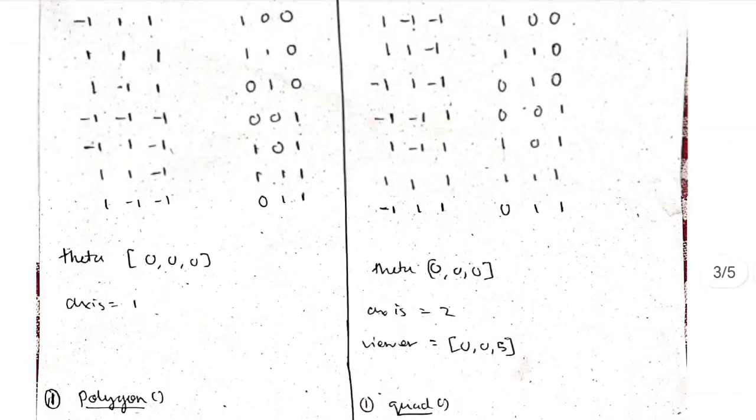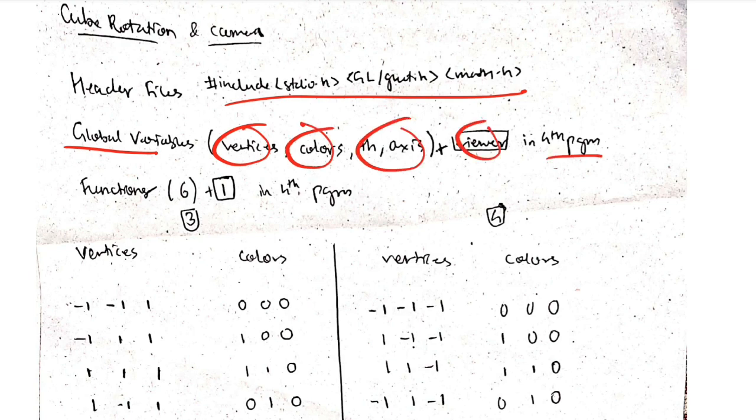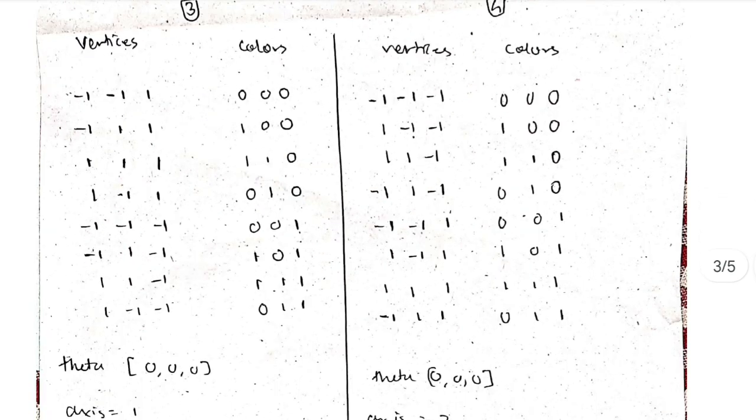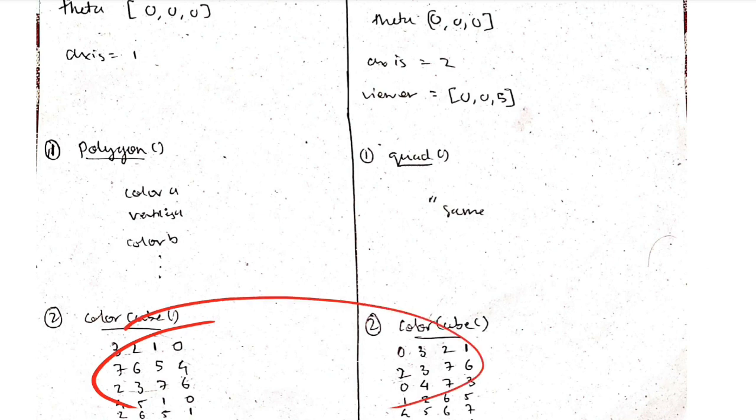Okay, to quickly wrap up where we have reached. We have reached from here. The header files are here, initialized, global variables, vertices, colors, theta axis, and viewer in the fourth program. Total 6 functions are there, one is deferred. Okay, then we have to set the vertices and colors values. I'll be telling how to set that, and color cube values also we have to set. I'll tell you that as well.